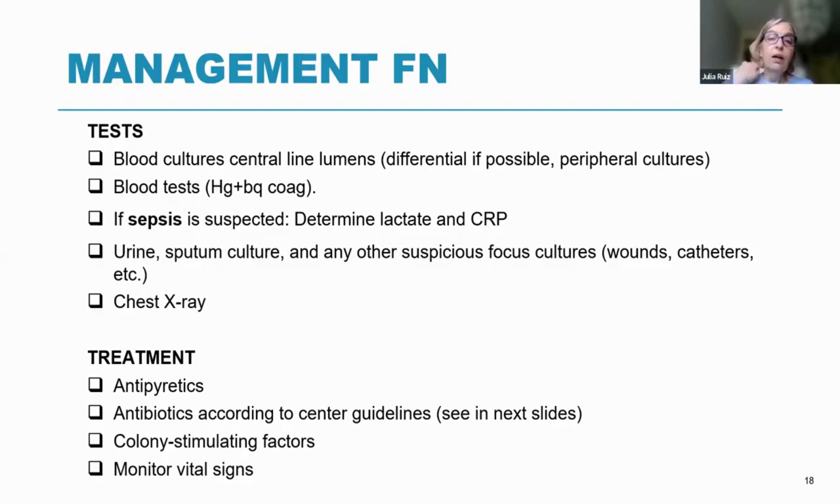Treatment of the febrile neutropenia, we will have to administer antibiotics, antibiotics according to the center guidelines. We will see some of these in the next slides. Colony stimulating factors, and of course we should continuously monitor vital signs, that is going to alert us if there is any problem.